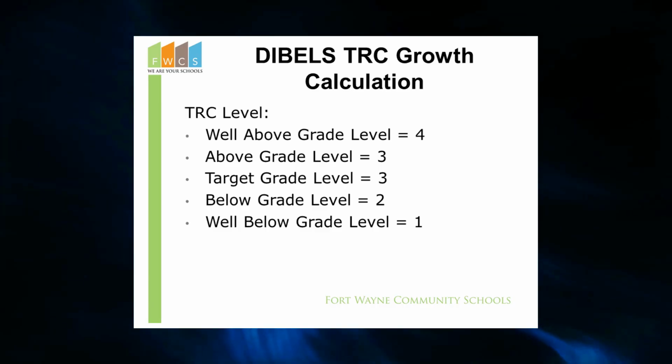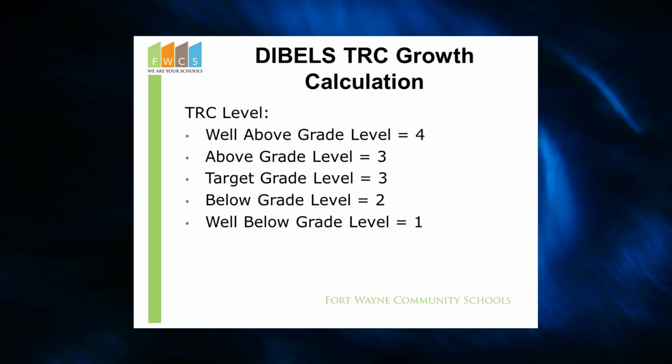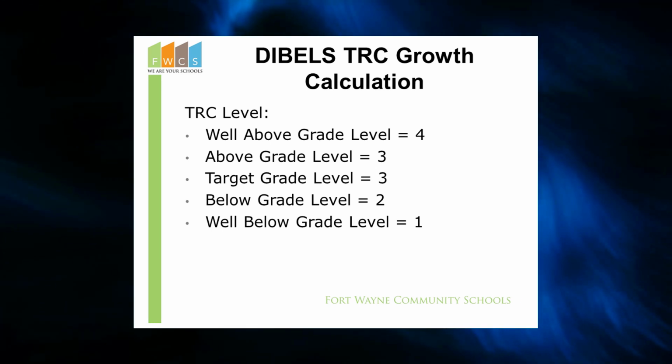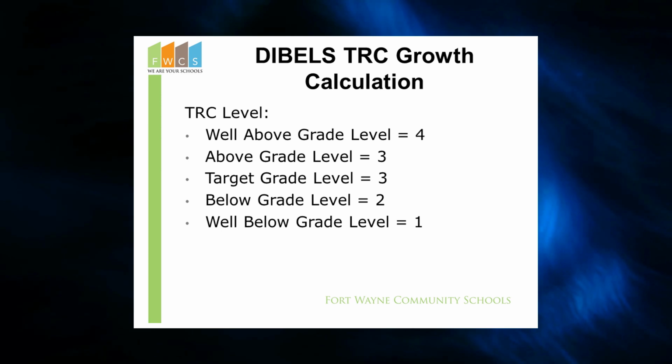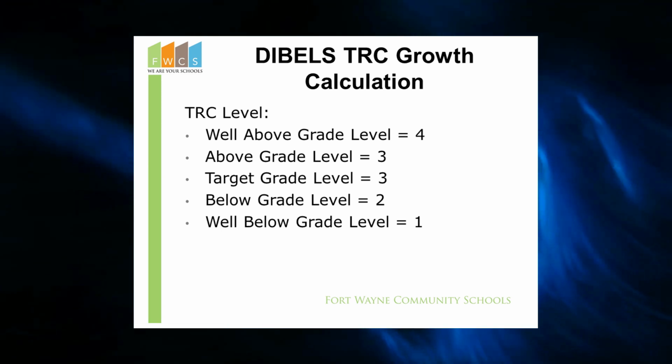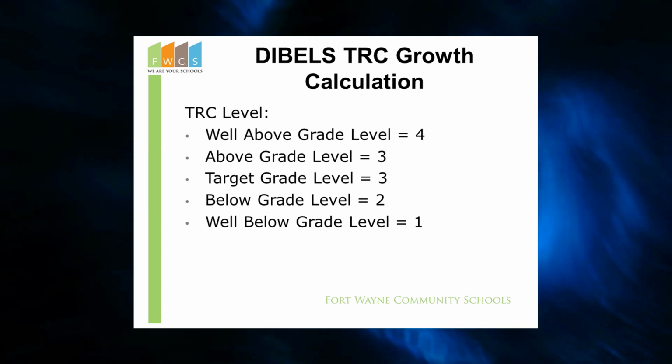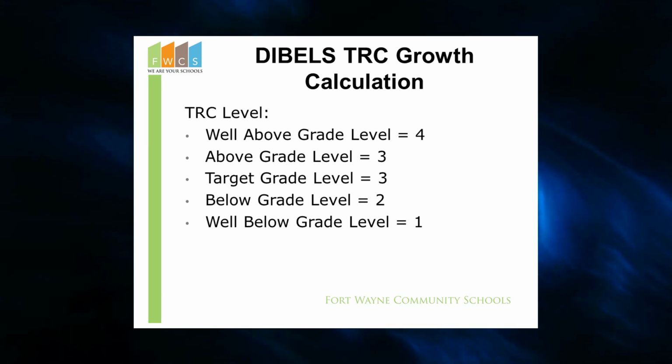Now for student growth metric calculations. For K-3 students, DIBELS TRC growth level was used. Well above grade level growth received a 4, above grade level received a 3, target grade level growth received a 3, below grade level received a 2, and well below grade level received a 1.